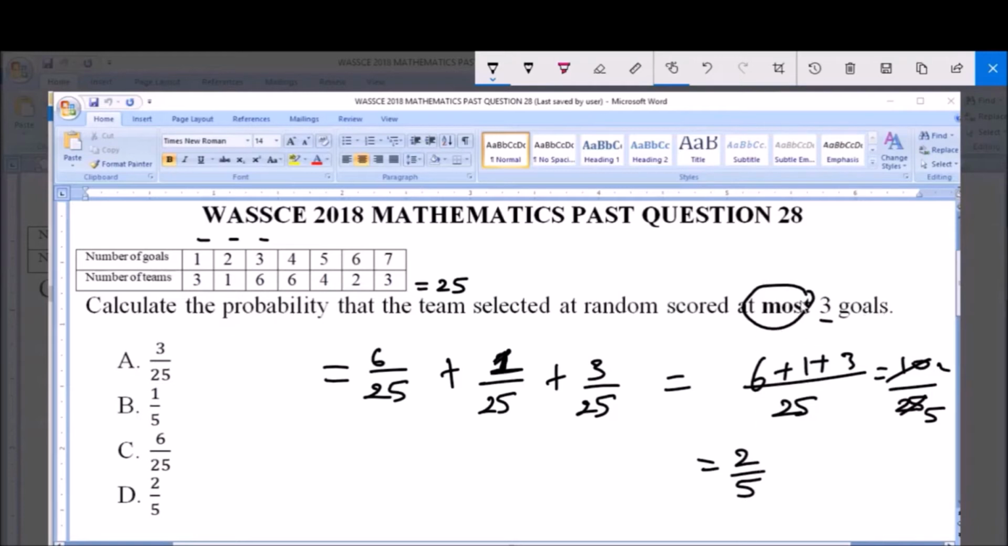Like I said, this "at most" simply means that the teams do not score more than 3 goals. That is, they scored either 3 goals or below, and that is 3 goals, 2 goals, and 1 goal. So we say the probability is equal to what? Probability that the teams that scored 3 goals, which is 6 over 25, plus probability that they scored 2 goals, which is 1 over 25, plus probability that they scored 1 goal, which is 3 over 25, and we got 2 over 25, and that is option D.